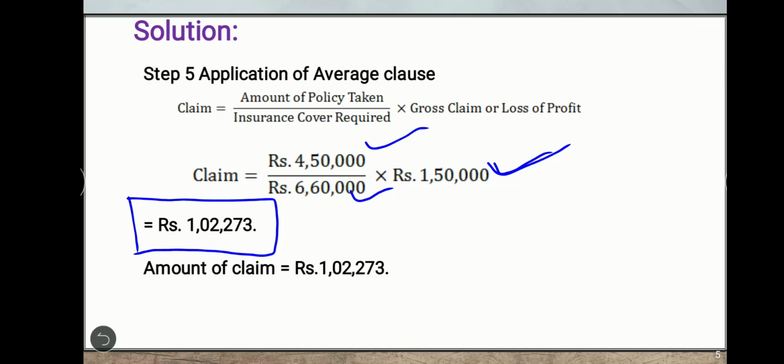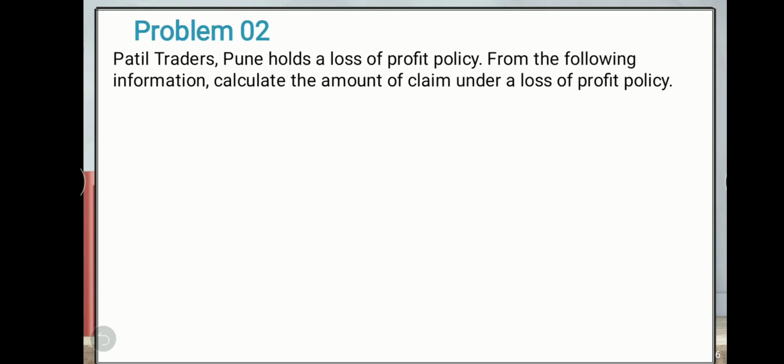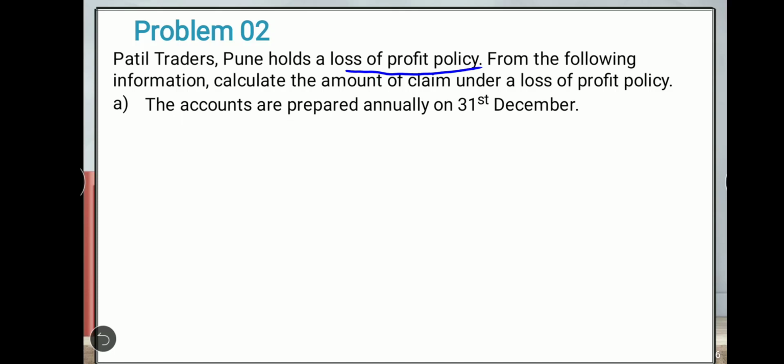Again, the same way we can see the next example, which is similar to this. Let us see. Patil Traders Pune hold a loss of profit policy. Again, the same way, an example is given for claim for loss of profit policy. You have to identify it. From the following information, calculate the amount of claim under loss of profit policy. So the information is given one by one.